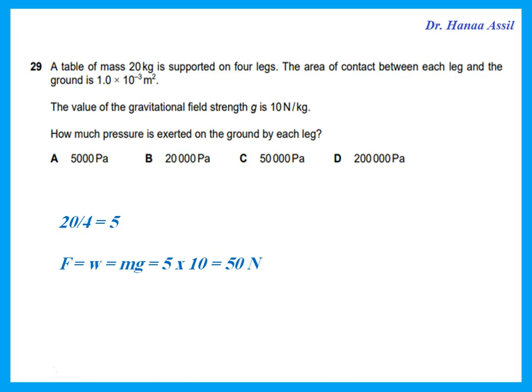You should know that force is weight, and weight is mg, the mass times gravitational field strength. So that means my force is 50 newtons, and you should know that pressure is force over area. So this gives me a pressure of 50,000 Pascal. Please note the idea of a table supported on 4 legs, so the mass is divided by 4.